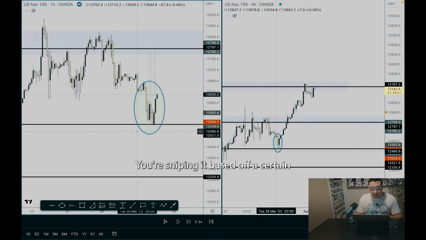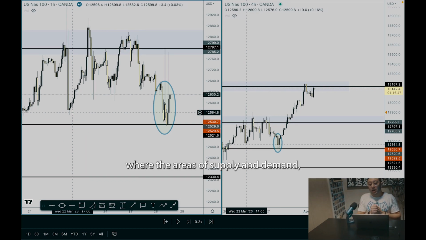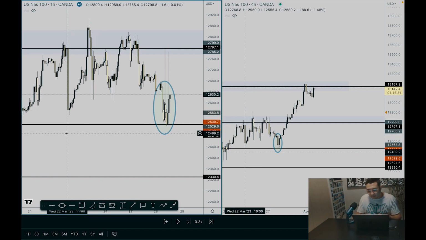You're sniping it based off of certain technical areas. You have to understand where your points of interest are, where your areas of supply and demand, support and resistance are, which are technically the same thing. They both line up with each other, but it's understanding what price needs to do in these certain areas, with the overall context of the structure and the price action and the market behavior.